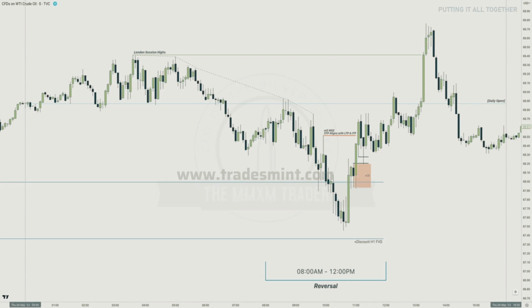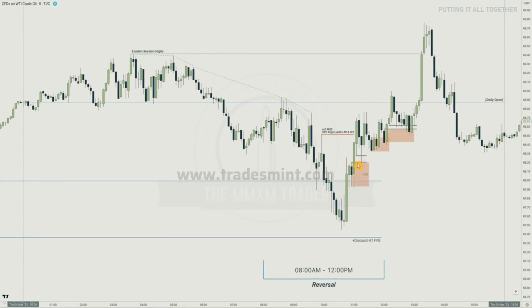Draw out your discount arrays. Where do we want to enter? Where is it logical for price to retrace back into and then continue up? We've got this bullish order block formed over here, and a fair value gap entered on. This is opportunity number one for an entry inside the time window.